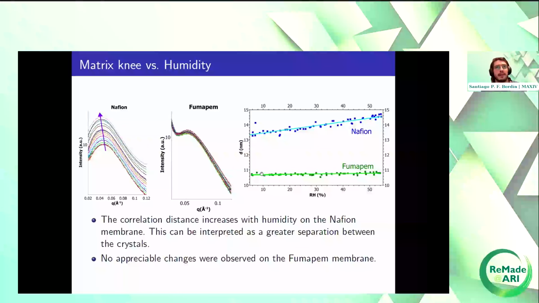We can see in this plot that Fumapem membrane is quite stable. The Nafion increases a bit. It's not a big difference between 5 and 55%. So we correlate this increment in the distance with when the membrane is taking water, the water channels start to increase in size. So that makes the distance between crystals start to increase.